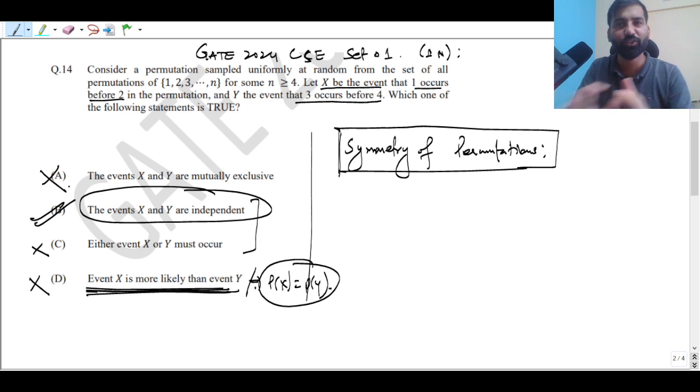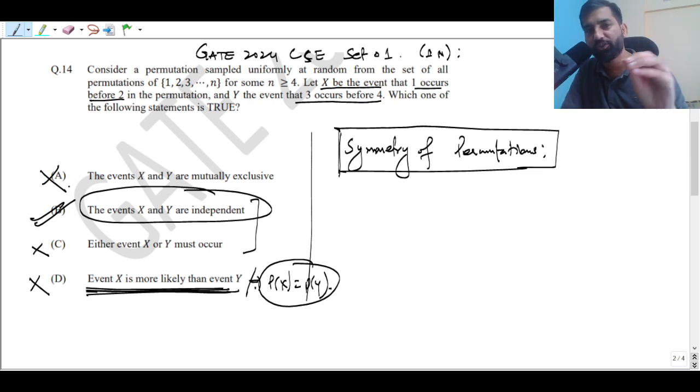So this question you can do by using your conventional concept also, like you can take n equal to 4 and then find out the number of ways in which you can arrange 1 before 2, and then find out all these probabilities. But if you use the symmetry of permutation concept, it will make your life much easier, right? So thank you.